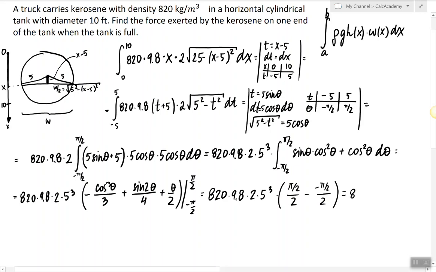So the final answer is 820 times 9.8 times 5 cubed times pi. And the units are, of course, newtons. So we found the force exerted by the kerosene on one end of the tank when the tank is full.